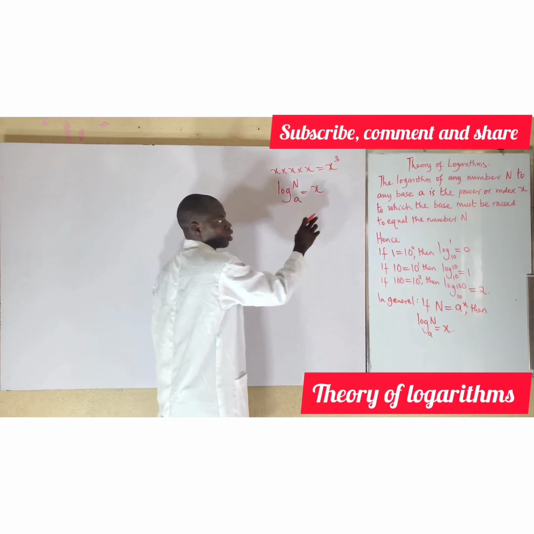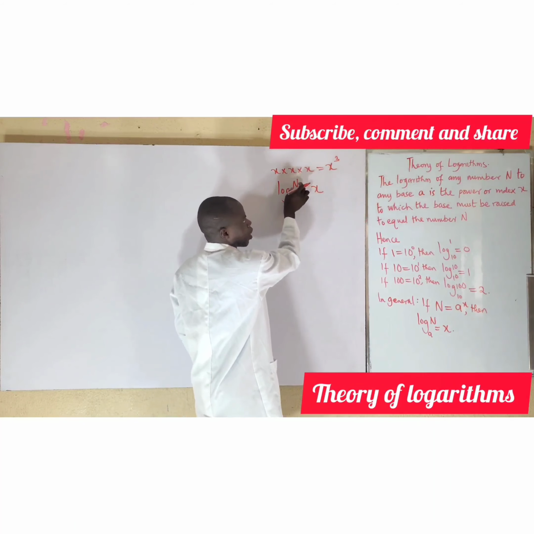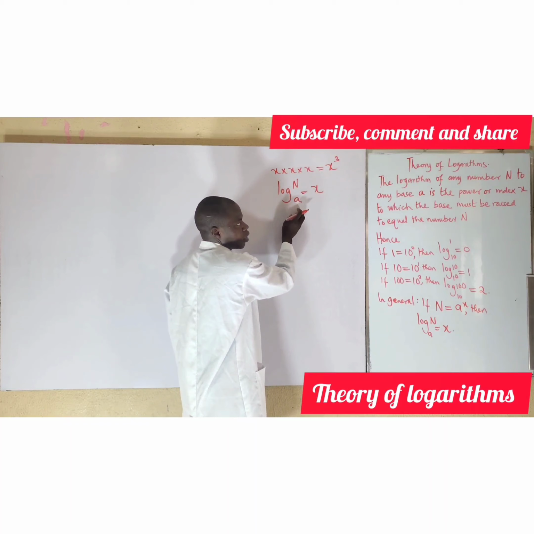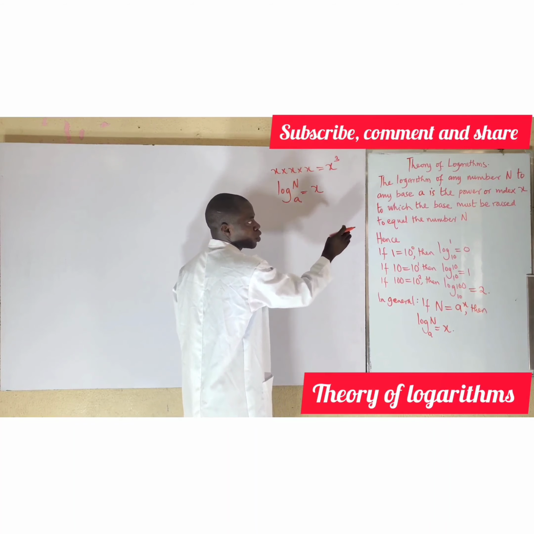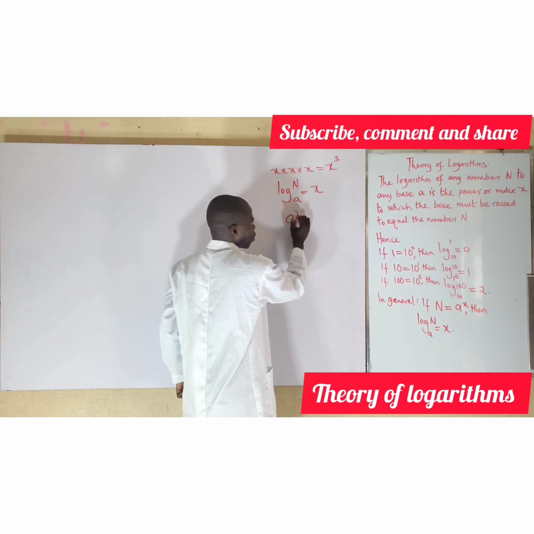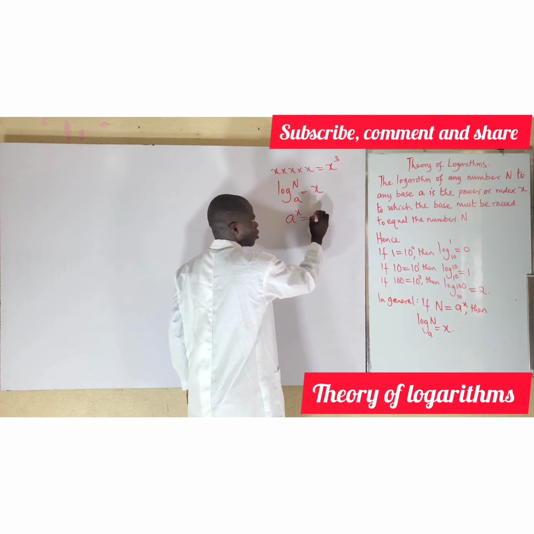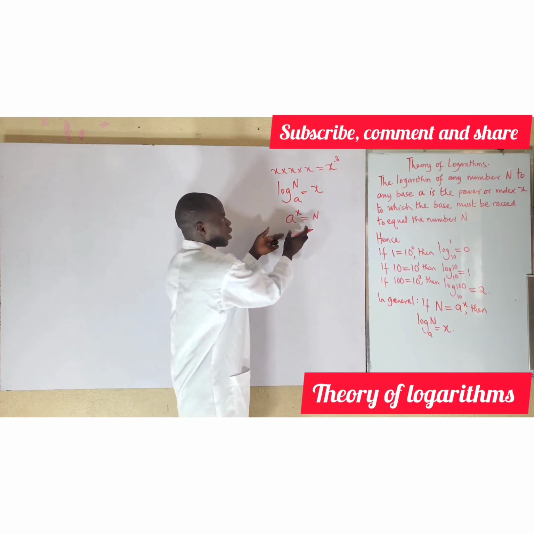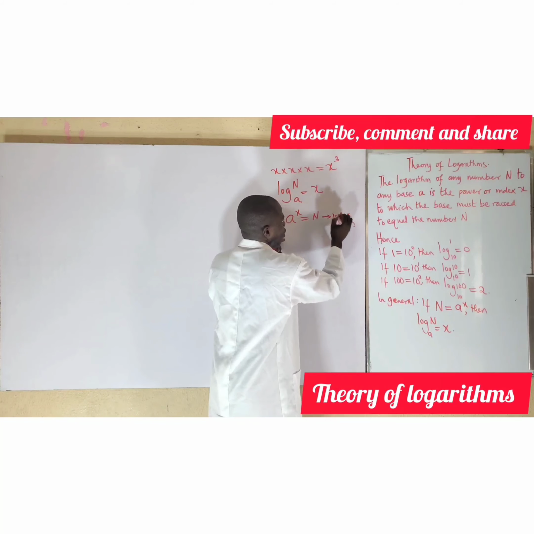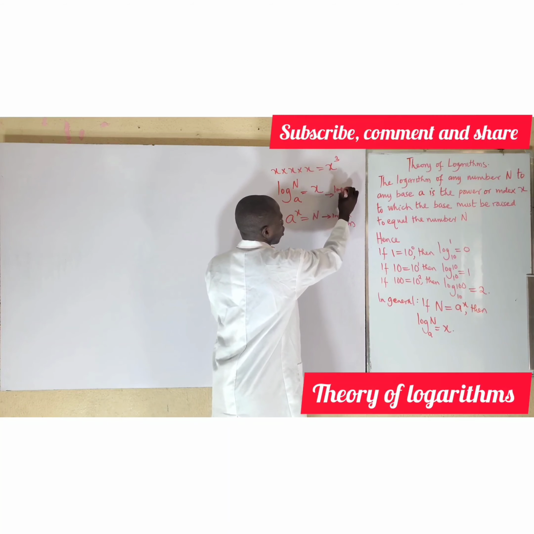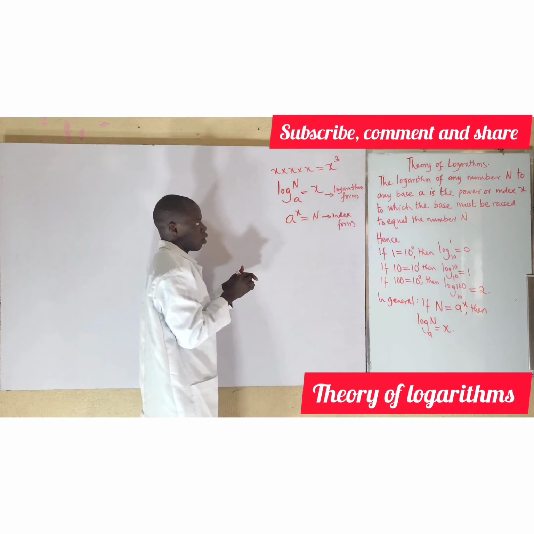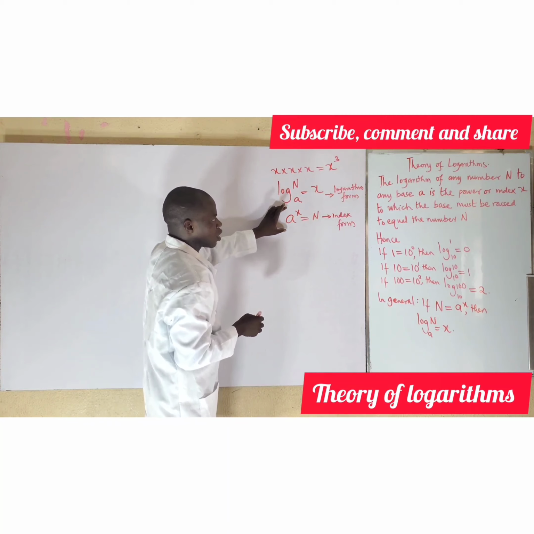I explain again. The logarithm of any number n, this is the number n, to any base a, where the base can be any variable, is the power or index x to which the base must be raised to be equal to n. So when you are writing a number in this way, this is what we refer to as index form, and this is what we refer to as logarithm form. You can express a number in logarithm form and the same number also in index form.